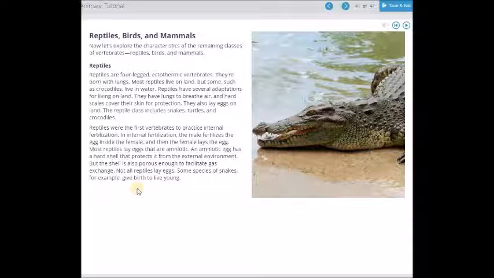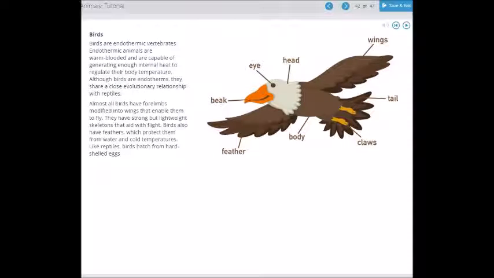Most reptiles lay eggs that are what they call amniotic. It has a hard shell, and it protects it from the external environment. The shell is also porous enough to let gas exchange come in and out. And not all reptiles lay eggs. Some species of snakes actually give birth to live young, so they're also the first vertebrates to give birth to live young. Now the theory is that reptiles turn into birds, and this was starting to happen before the great extinction of the reptiles.